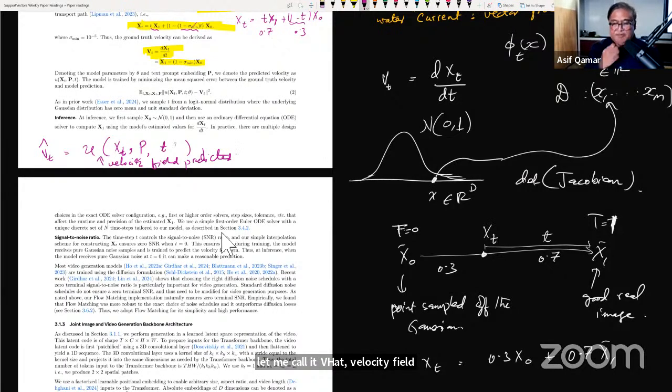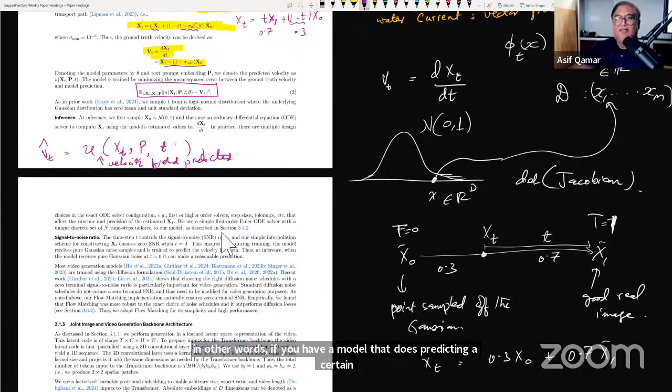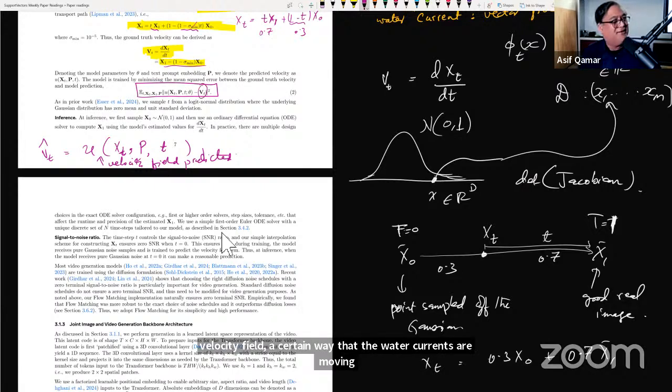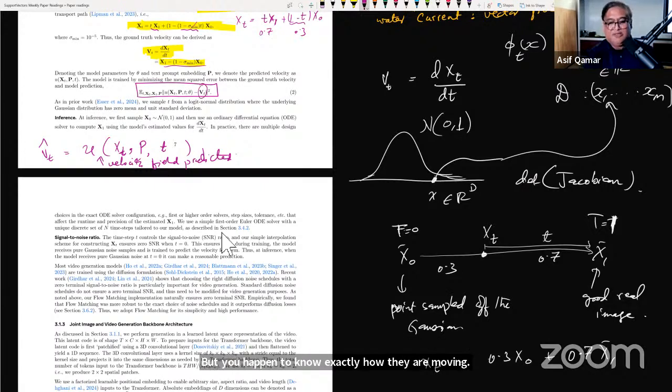If this is your predicted velocity field, and you happen to know the exact velocity field, which you do, then the question is, can you create a loss function out of it? That is easy. That becomes a simple regression-like loss, mean squared error loss, right? So in other words, if you have a model that's predicting a certain velocity field, a certain way that the water currents are moving, but you happen to know exactly how they are moving, then you can create a loss function between these two vectors, and that is easy. That's your standard regression loss, a mean squared error, and you can do it.